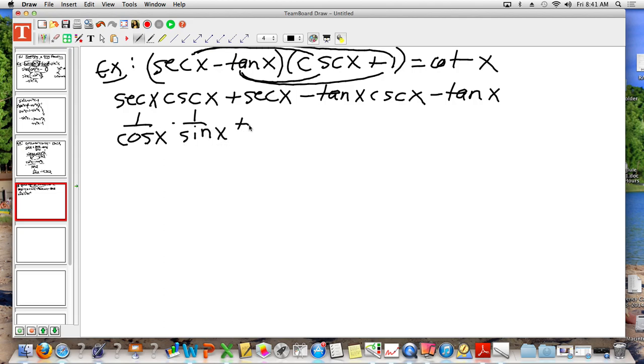Plus secant is what? 1 over cosine. Minus tangent, sine over cosine. Very nice. Sine of x over the cosine of x times, what about cosecant? 1 over sine, minus sine over cosine.